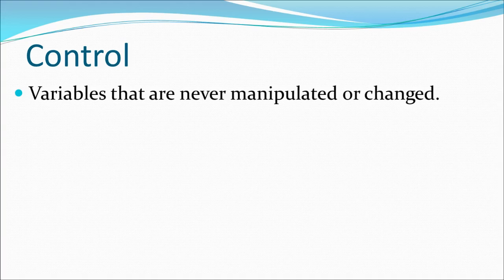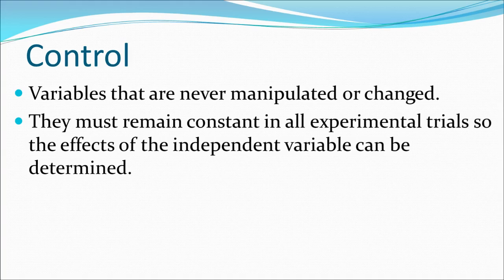In a lab setting, we'll mainly be looking at manipulating one variable and observing the other so that we can find a relationship between the two. But in order to find that relationship, we need to make sure that no other variables are causing the relationship. Things like temperature, friction, etc. Anything else that can be measured needs to be a control variable. It needs to be a set of variables that are never manipulated or changed. The only thing that should be manipulated, and the only things that should be observed are the two variables that you're finding a relationship between. They must remain constant in all experimental trials so the effects of the independent variable can be determined.